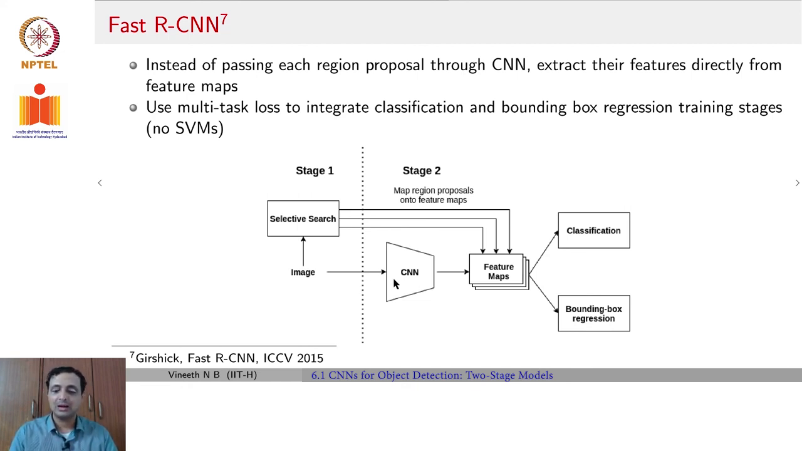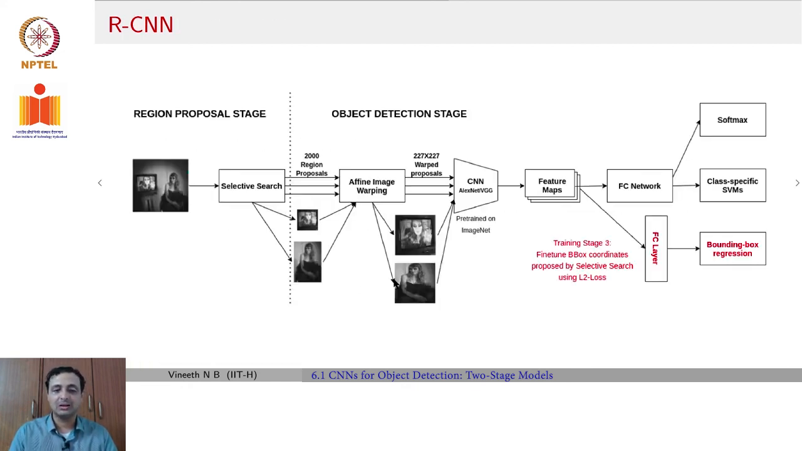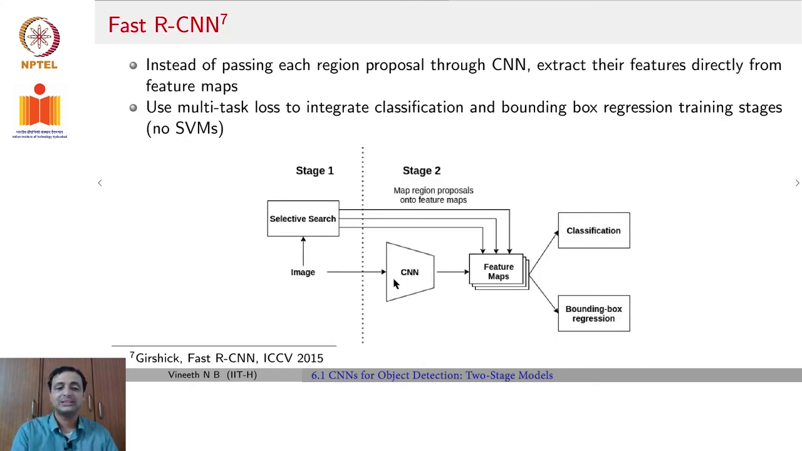If you go back and see how it was done earlier, each region proposal was fed individually to the CNN, but now we are saying that we'll feed only the entire image to the CNN. This helps us because otherwise we had to do 2000 forward propagations, where 2000 is the number of region proposals, through the CNN. Now we just need to do one forward prop through the CNN, which is the entire image.